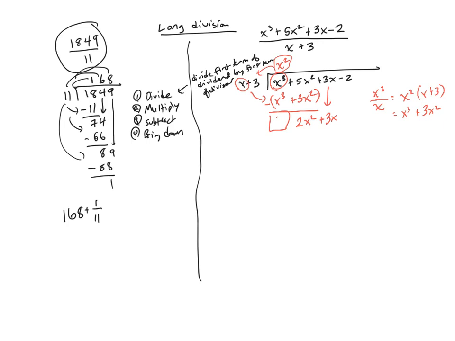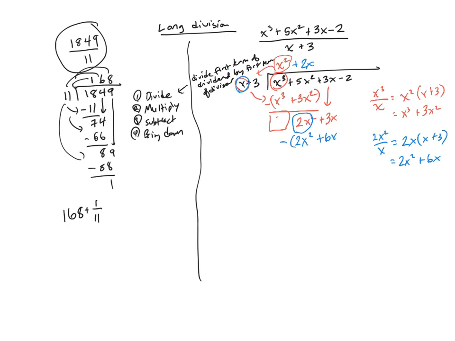So I divide first term by first term, and that would give me 2x. That's what goes on top of the house, positive 2x. I multiply that by the divisor, and that goes underneath.